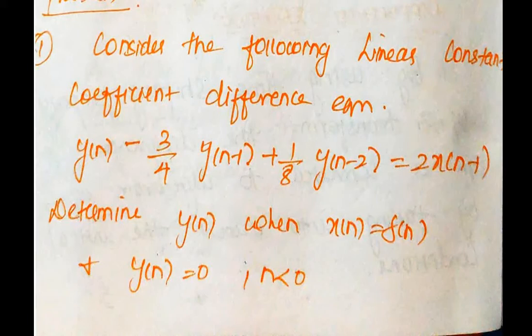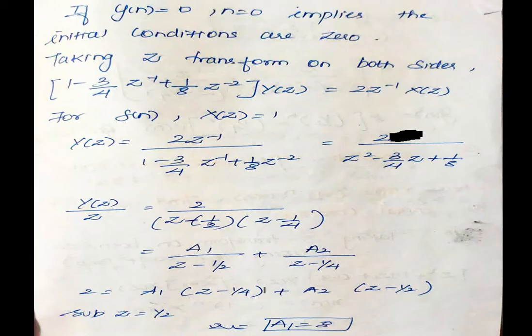Consider the following constant coefficient difference equation: y of n minus 3 by 4 y of n minus 1 plus 1 by 8 y of n minus 2 equal to 2x of n minus 1. Determine y of n when x of n is equal to del of n and y of n is equal to 0 for n less than 0. From the given question, it is understood that y of n is equal to 0 for n less than 0, which implies that the initial conditions are 0 in this case.